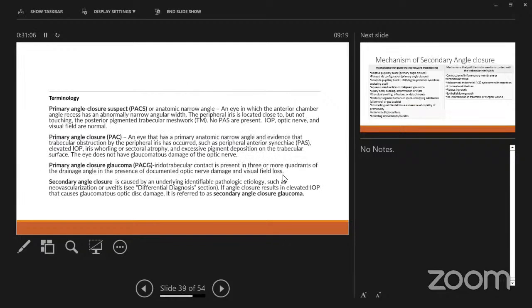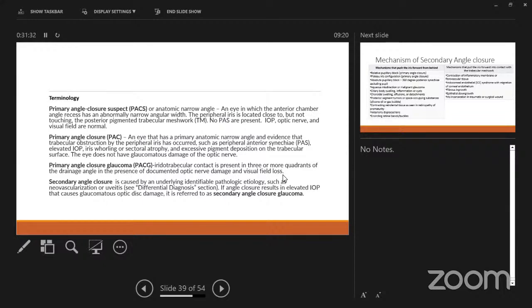So these are the various terminologies which we encounter: PACS, PAC, and PACG. In PACS, the angle is anatomically narrow. It is an eye in which the anterior chamber angle recess has an abnormally narrow angular width. The peripheral iris is located close to but not touching the PTM. There is no PAS, and the IOP, optic nerve, and visual field are all normal, but there is just appositional contact.